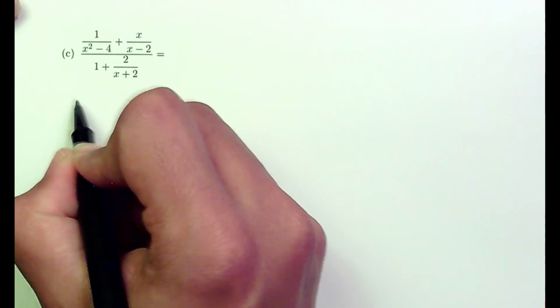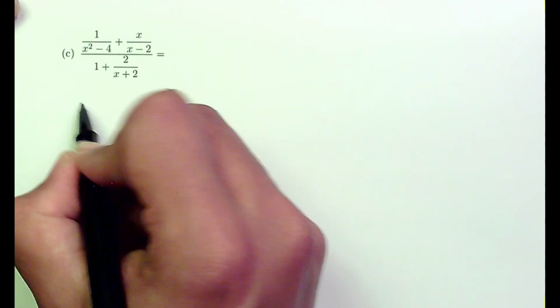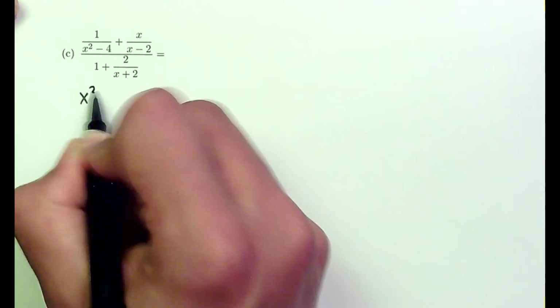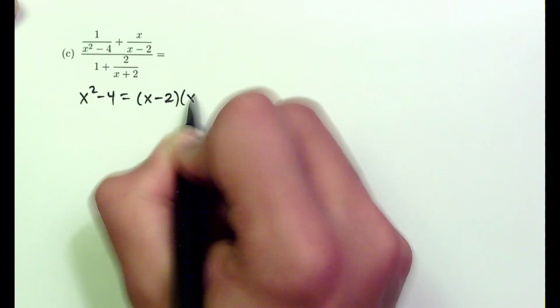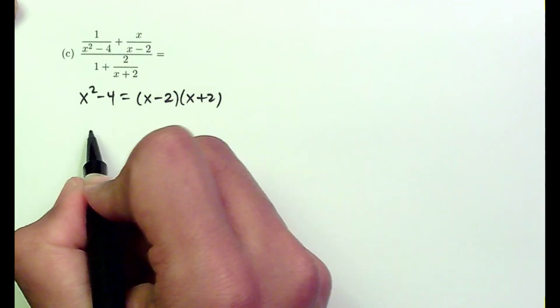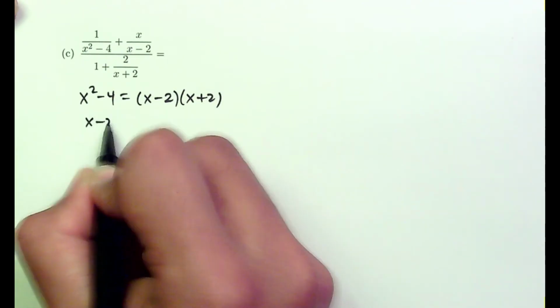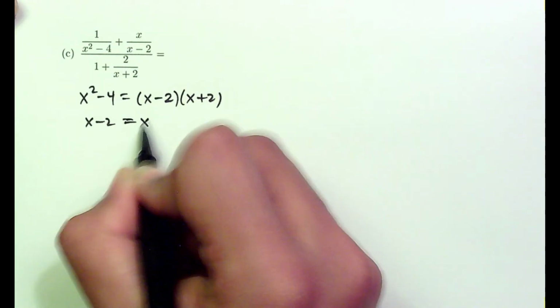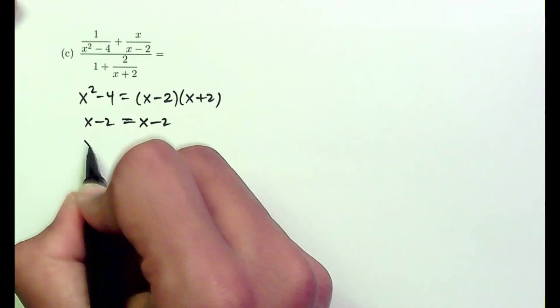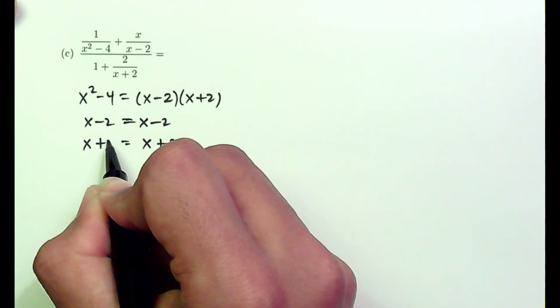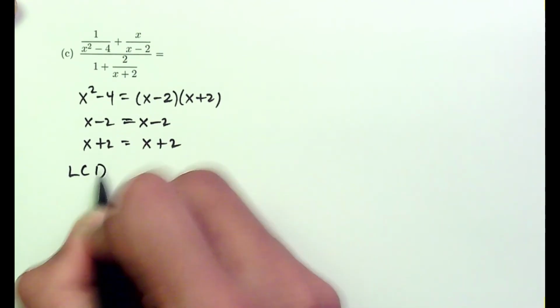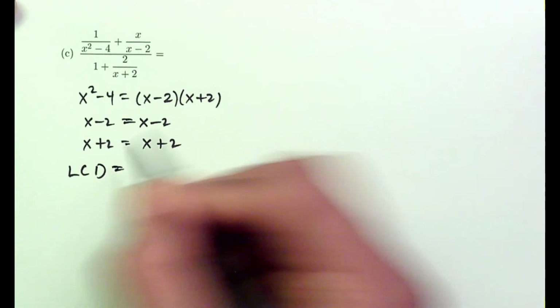Okay, so what are the denominators that I see? I see x squared minus 4, which factors as (x minus 2)(x plus 2). And I see x minus 2, which cannot be factored any further. And I see x plus 2, which cannot be factored any further either. Okay, so what is the LCD of all these three things?